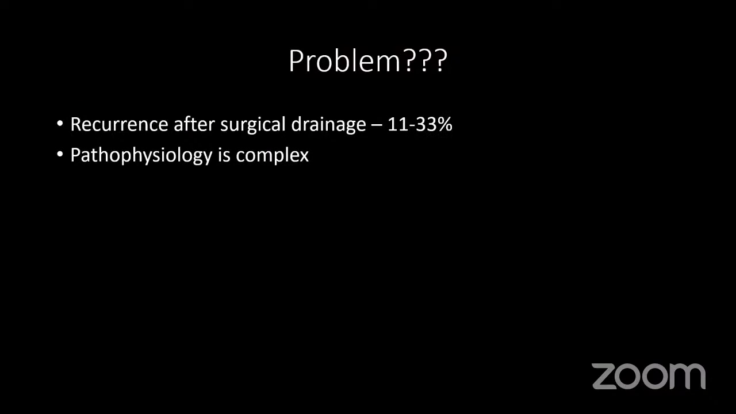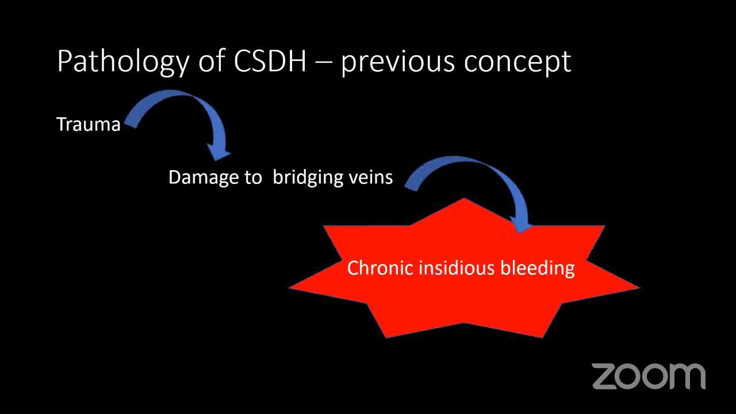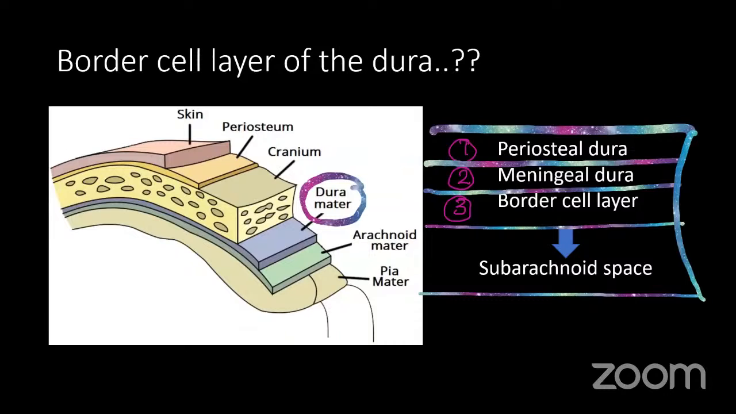And the main problem is the recurrence after surgical drainage, and the recurrence is said to be from 11% to 33%. And the second point is that the pathophysiology is complex. Previously, it was thought to be just due to bleeding from damage to bridging veins. And this oozing of blood was not the only cause for chronic subdural hemorrhage; it is now said to be due to inflammation of this particular layer, which is known as the border cell layer.